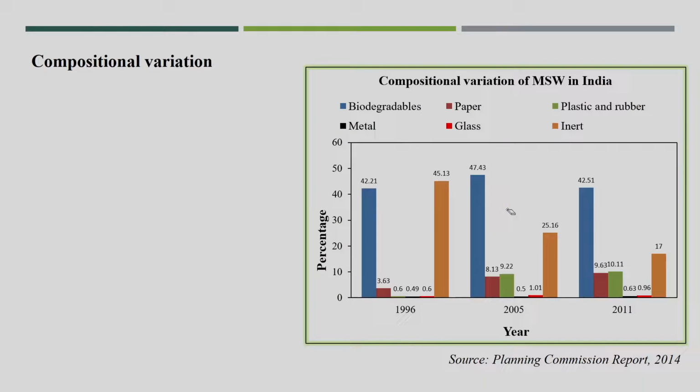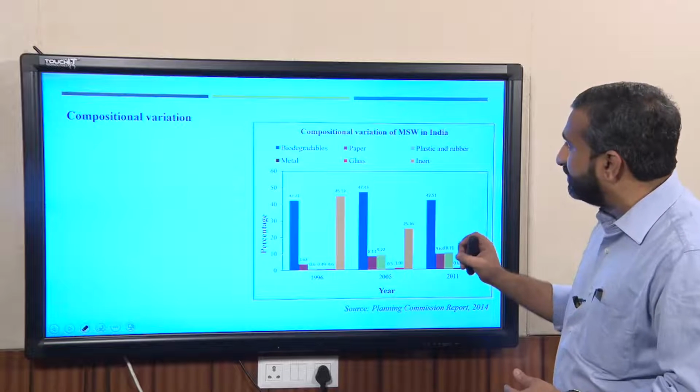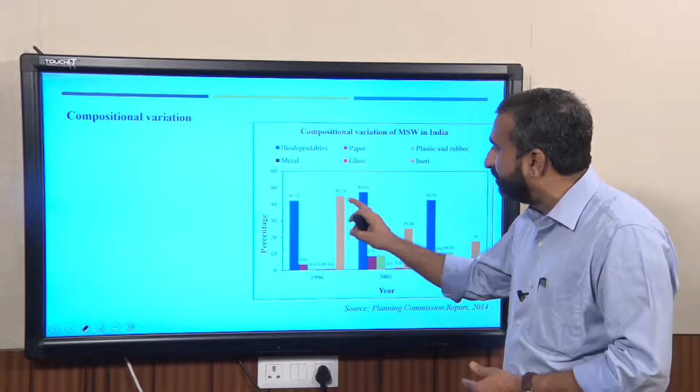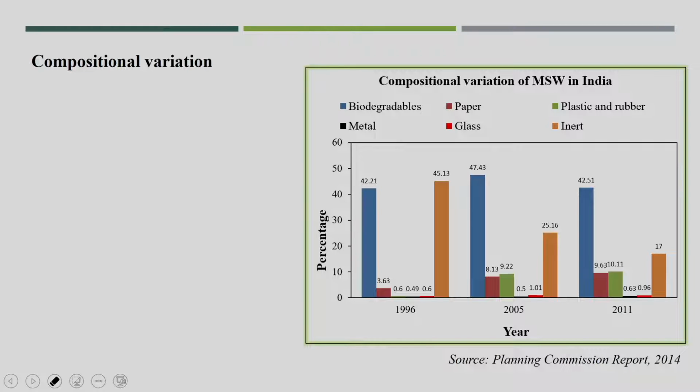But if you see, this is another report by the Planning Commission in 2014. If you compare this data with the 2000 data, you will be surprised that the plastic quantity was very low, 3%, 1%, and it increased to more than 10% by 2000. Even the inert content was very high in 1996 or around 2000, 45%, and was reduced to only 17%. But very surprisingly, the biodegradable quantity was 42%, 47%, and even in 2011, 2014, 15, 42%.